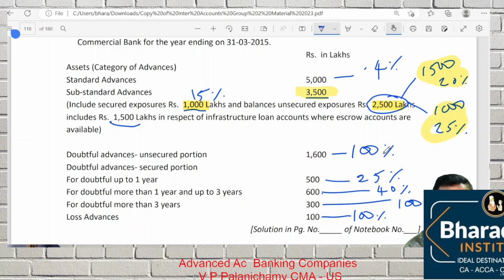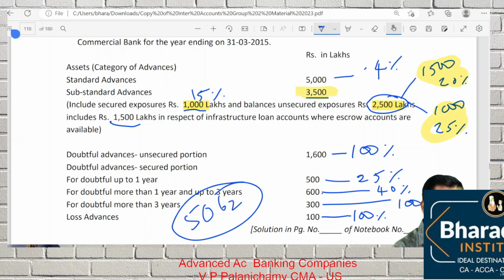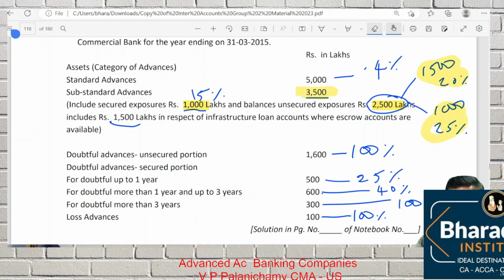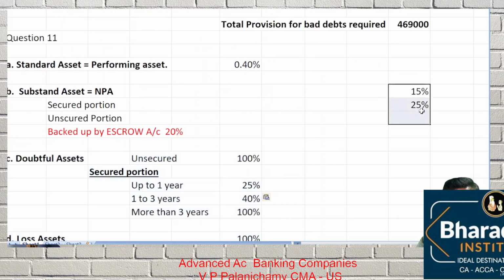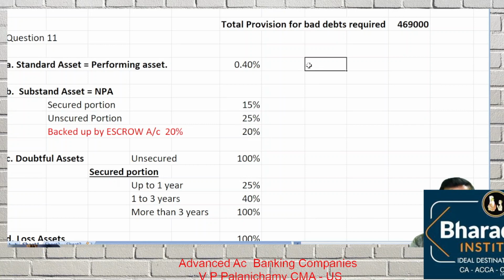The 3,500 is classified. Work out, add up, pass and solve it if required. You will get 5062. You pause and copy this wherever it is required. Performing asset 0.4%, substandard asset secured portion 15%, unsecured portion 25%, backed up by escrow account 20%. So fill up the amounts. 5,000 into 0.4, 1,000 secured portion 15%, unsecured portion 1,000, that is 25%.